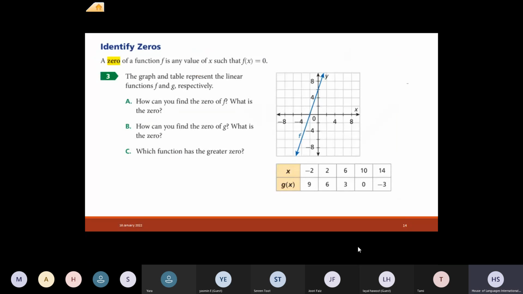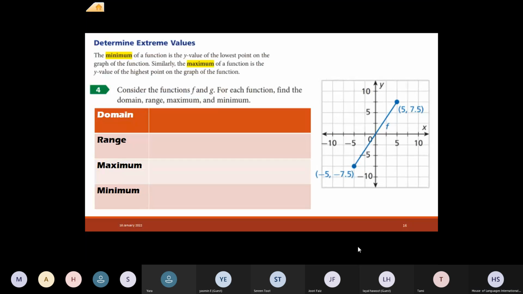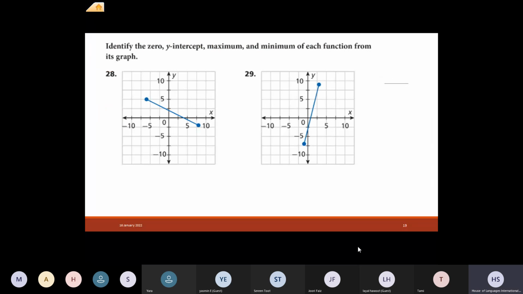These are the end behavior. These are the zeros. And these are the maximum and the minimum values. Now, I will stop here, I think. Here, what do we have now? We have number 28. Here, identify the zeros, the y-intercept, the maximum, and the minimum of each function from its graph.